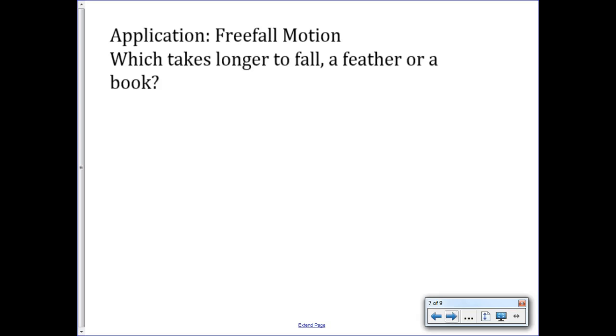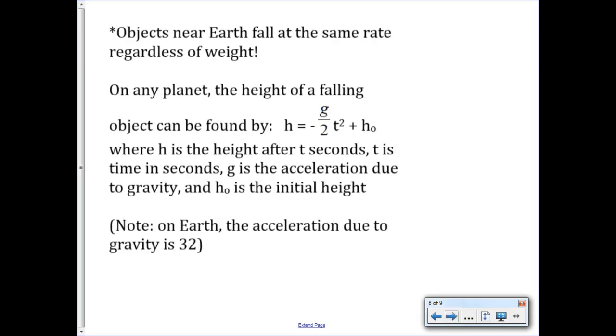Okay, just a question for you. Which would take longer to fall, a feather or a book? We're talking about being in a vacuum here. So what do you think? Well, objects near Earth fall at the same rate regardless of weight. We know we're not in a vacuum, so you may have said that the feather would take longer because it would catch some of the air, whereas the book wouldn't. But in physics, we typically operate in a vacuum, and so they would fall at the same rate.